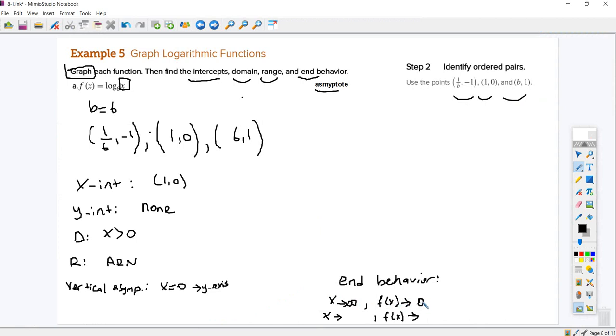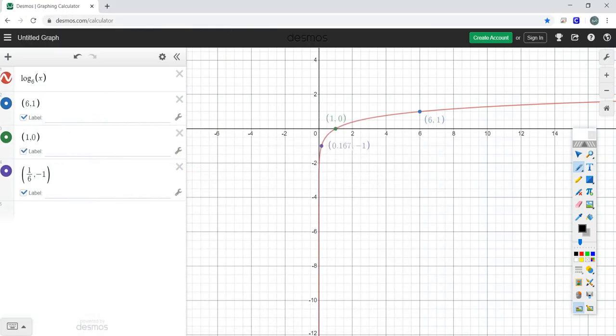So that also goes to infinity. When x goes to infinity, f of x goes to infinity. Or when x goes to negative infinity, or can we say that? We do not say x is going to negative infinity because we don't have the left side of the y-axis. We can only say x is going to 0 because that's the left end.